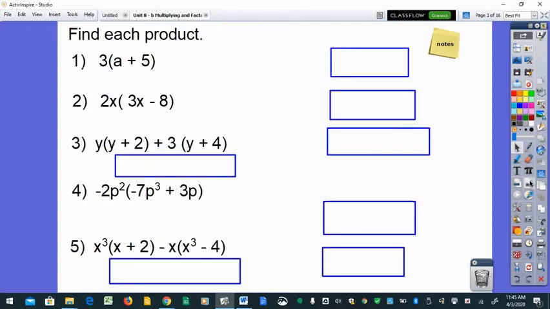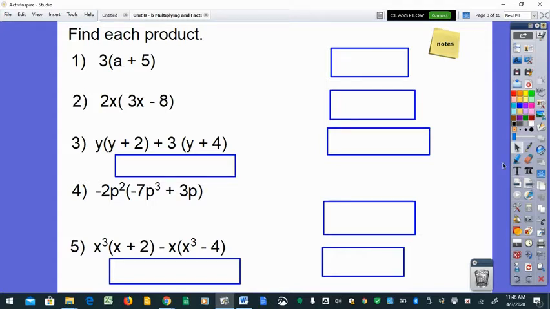So I have a bunch of examples here, and what I would encourage you to do is, if you want, pause the video and just see what you can do right now. Do the 5 problems and then come back and we'll check to see if there are any questions.